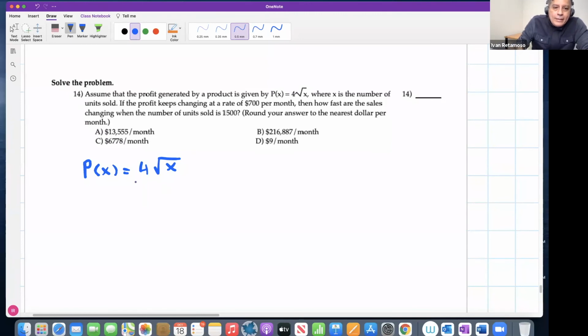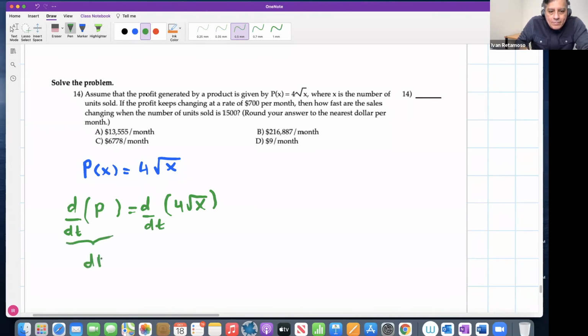In this case, we don't have to figure out a relationship between profit and the number of units sold because it's given. Then we just go ahead with step 2 and take derivatives of both sides of this equation: the derivative with respect to time of profit, and of this 4 times the square root of x. Now, this is just dP/dt, and it's even given here, $700 per month. So don't worry about this part, but this part deserves attention.